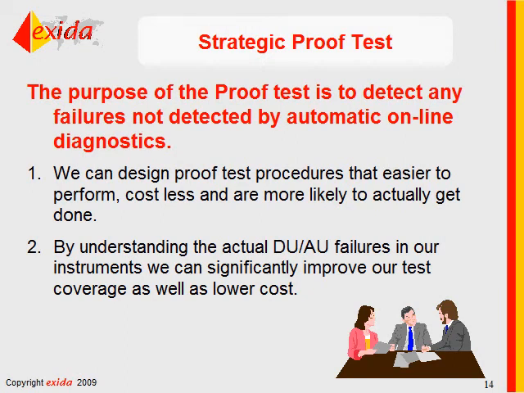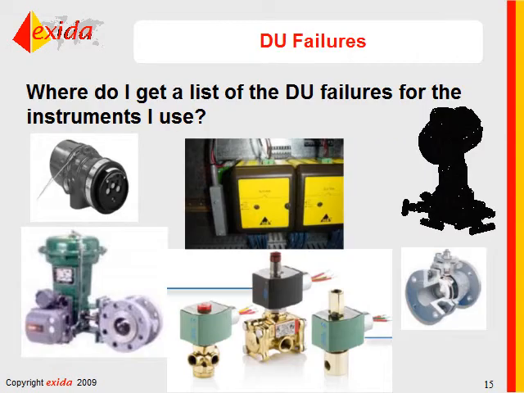But in order to do that, we need to know what the actual instrument failures are that we need to look for. What are the failures that we haven't detected during normal operation? So how do I get a list of dangerous undetected failures for the instruments I use? There could be a variety of instruments that you're using, and there's a certain amount that will be undetected by any automated diagnostics, and how do I know what those failures are?